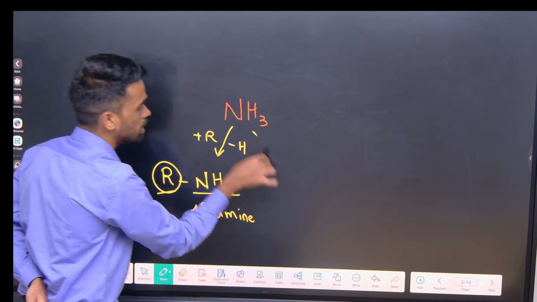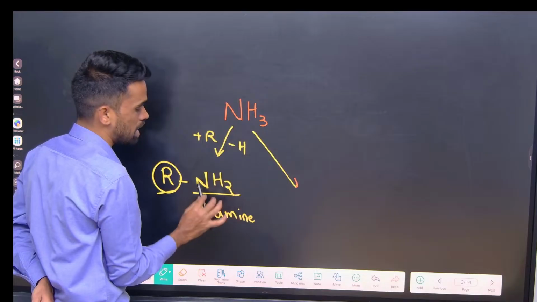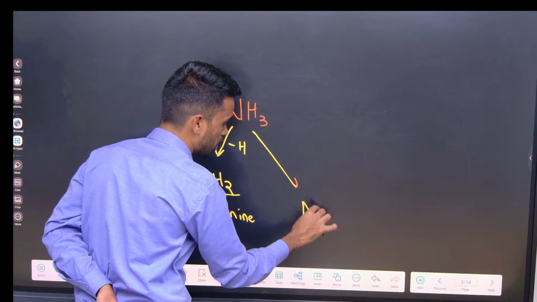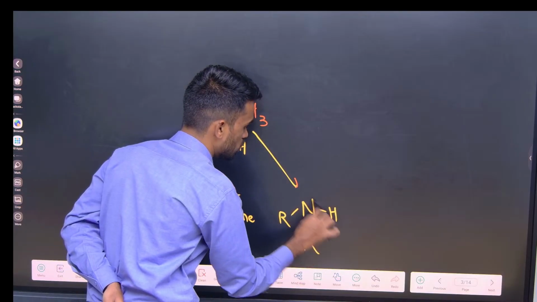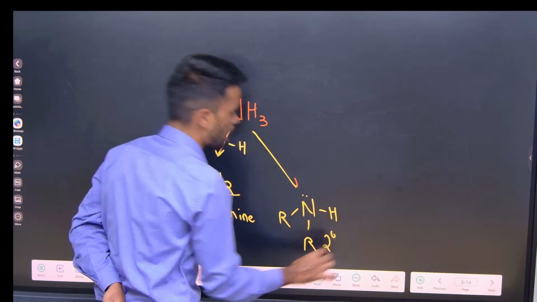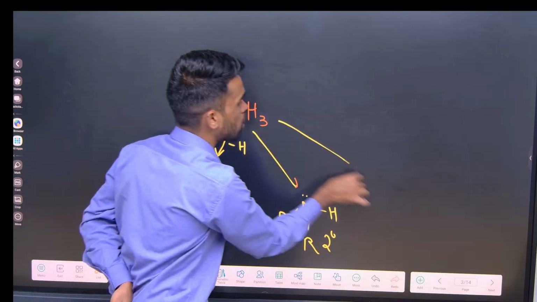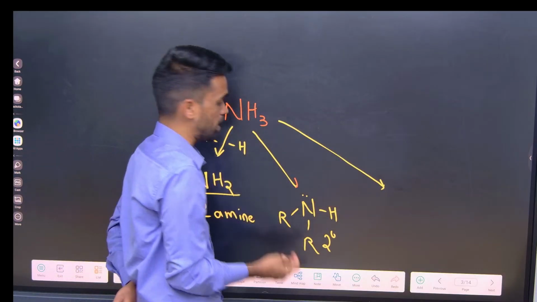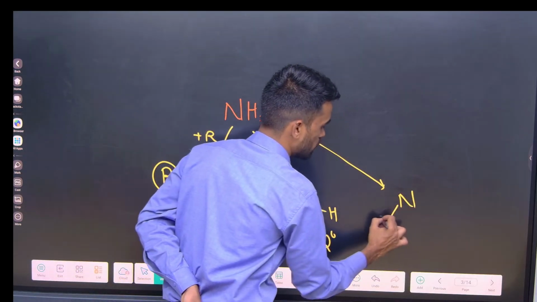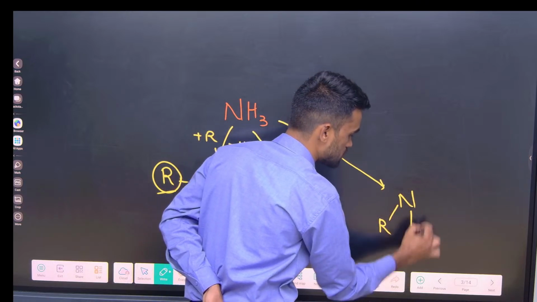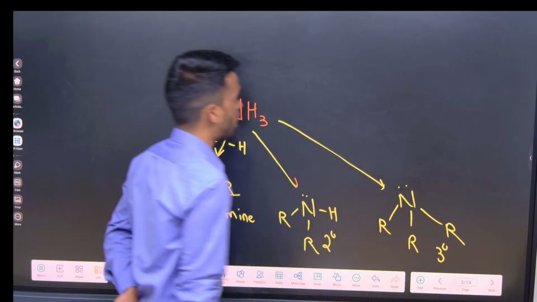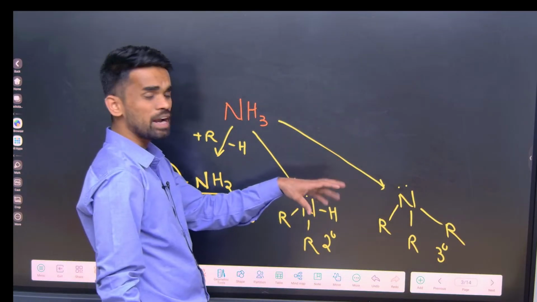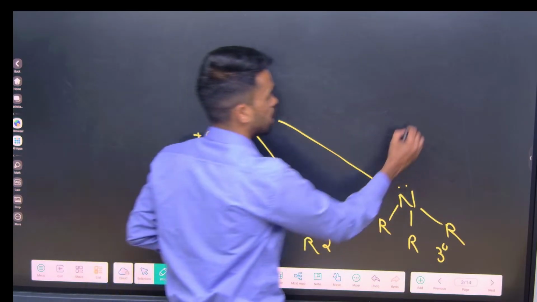Now I am replacing two hydrogens with alkyl groups, so on nitrogen we have two alkyl groups and one hydrogen. You should call this a secondary amine. Now I am replacing all three hydrogens, so I get a trialkyl amine like this, which you can call a tertiary amine. Now I am adding one more, a fourth alkyl group R.